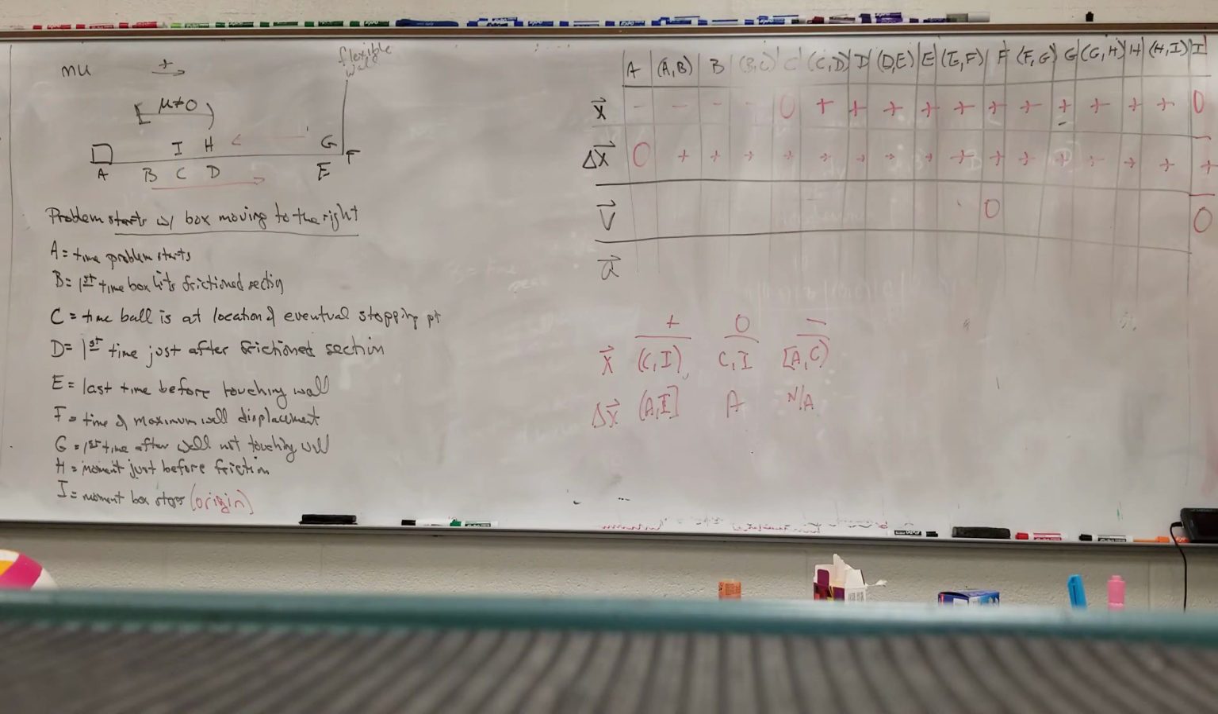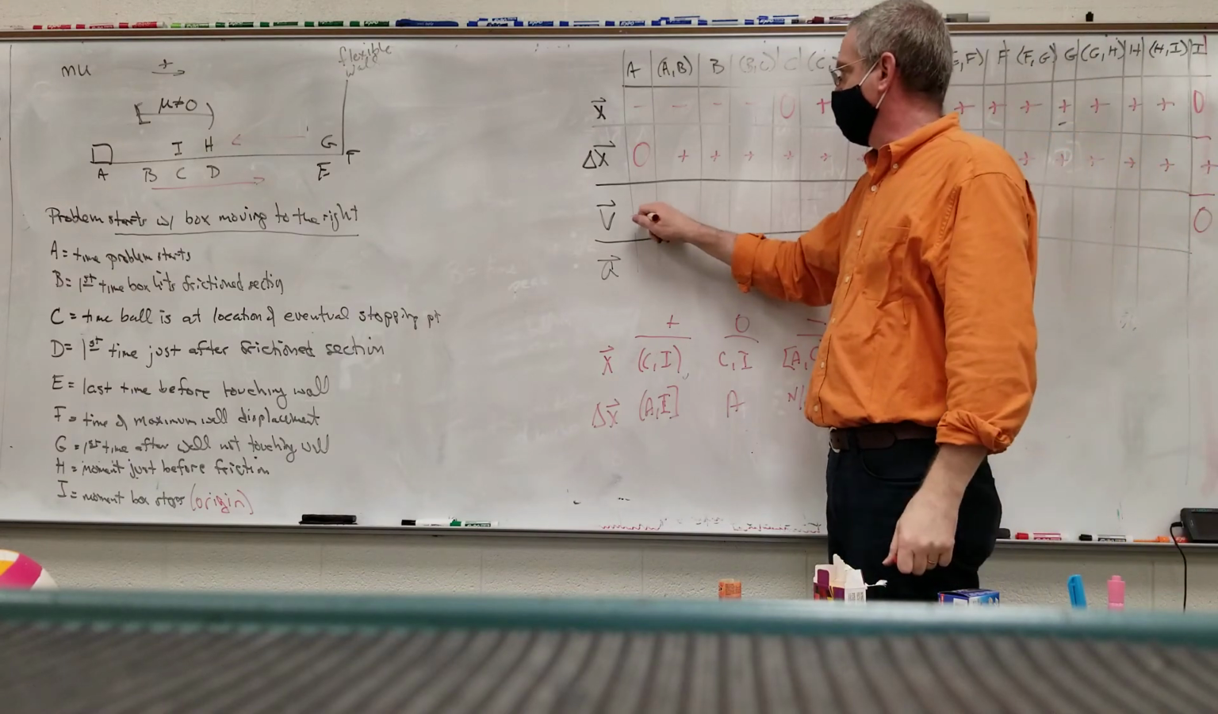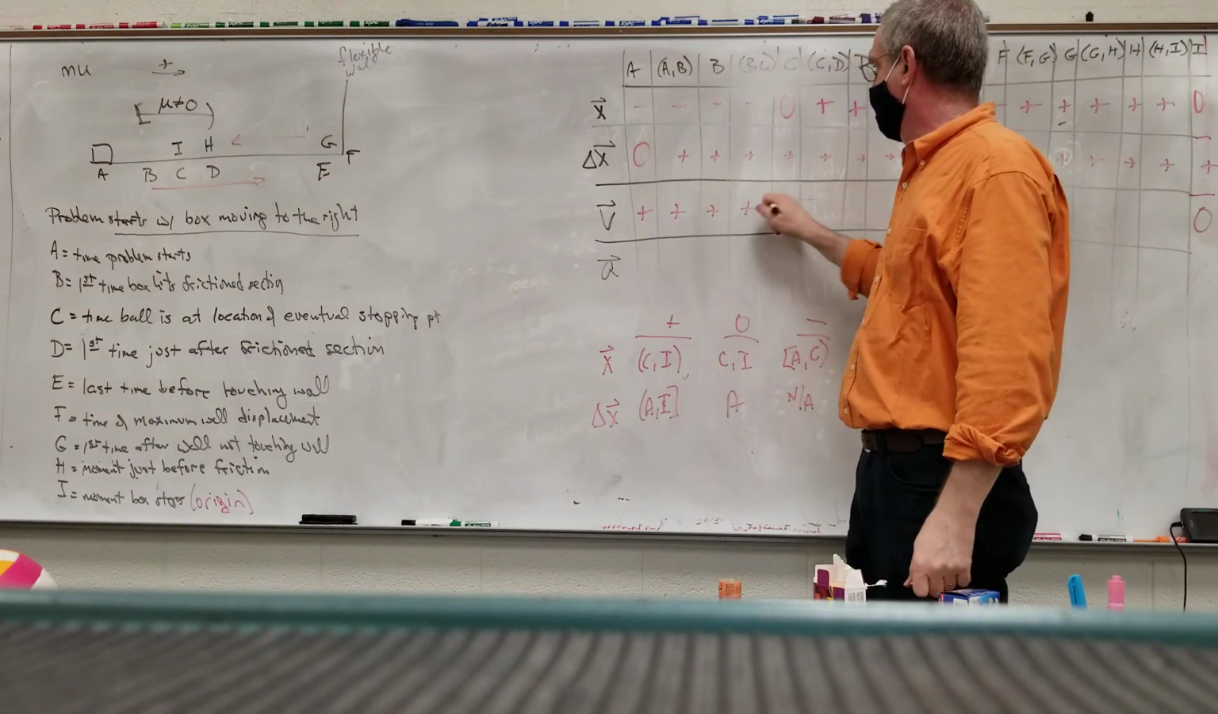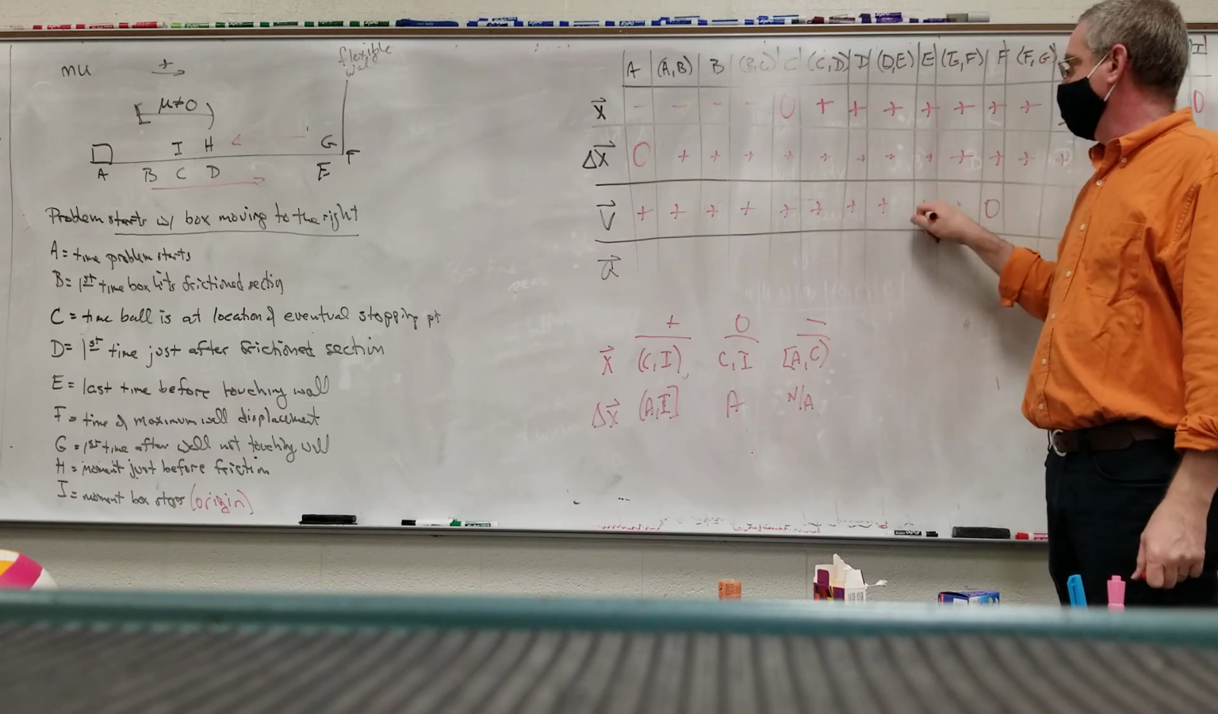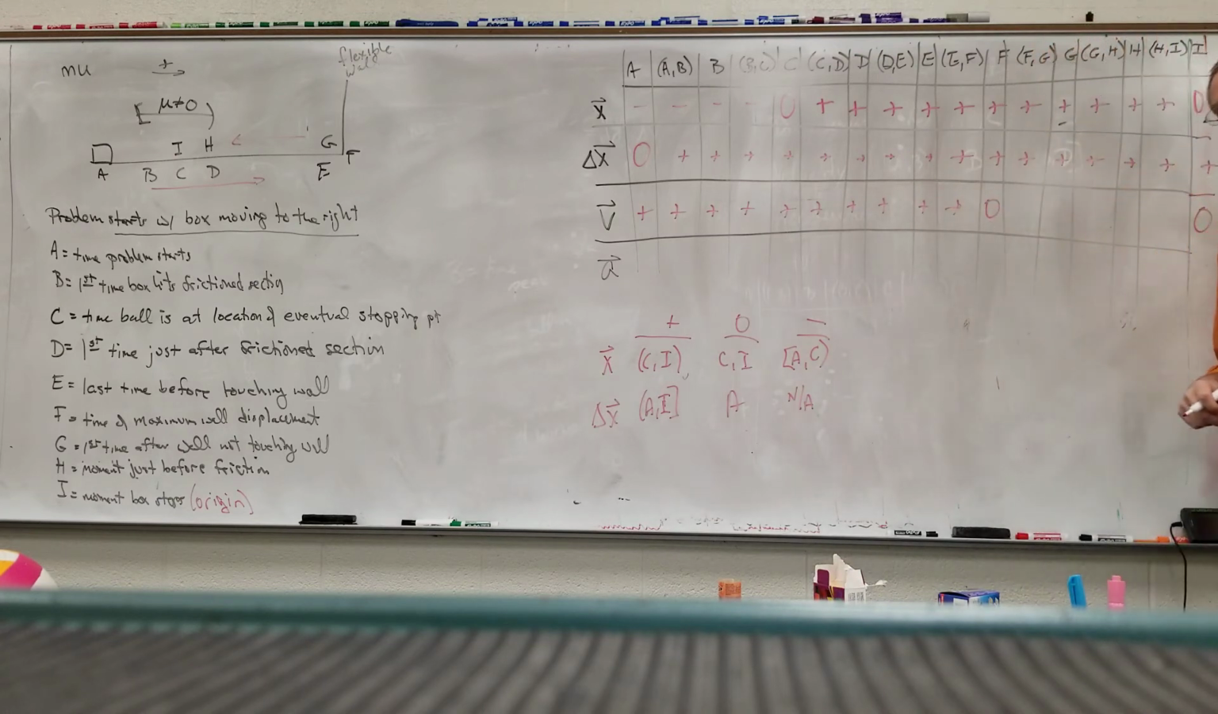So once we've established our zeros, now it's a question of what's happening in between. So what about before F? Positive, negative, or 0? Positive. Yes. Because it's moving to the right from the beginning of the problem. It eventually stops. And then what happens? It's negative.